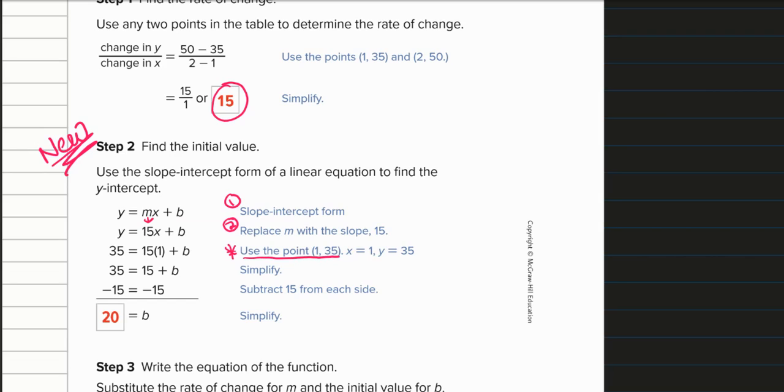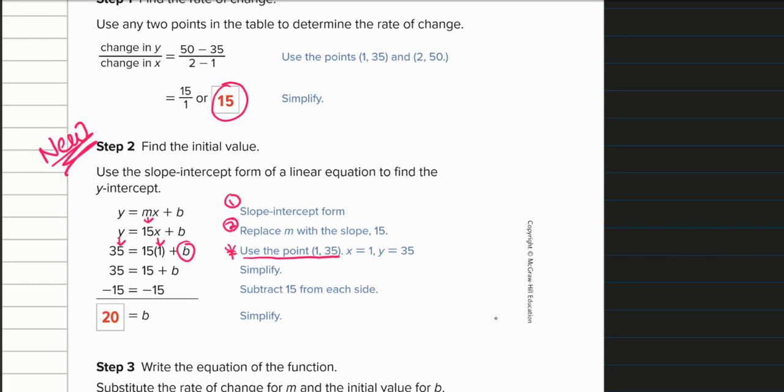We're going to plug in our first point, 1, 35. We're going to plug in a 1 for x. For y, we're going to plug in that 35. And notice how we have one variable left. That variable that's left is going to tell us what our y-intercept is. So we're going to have to reach back into our brains and remember how we simplify an equation for a variable. So first off, we're going to say 15 times 1.